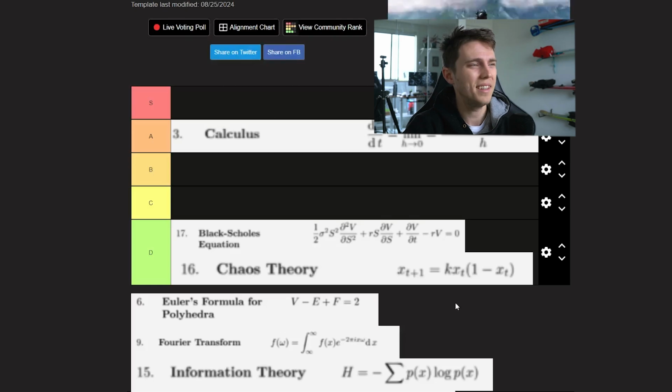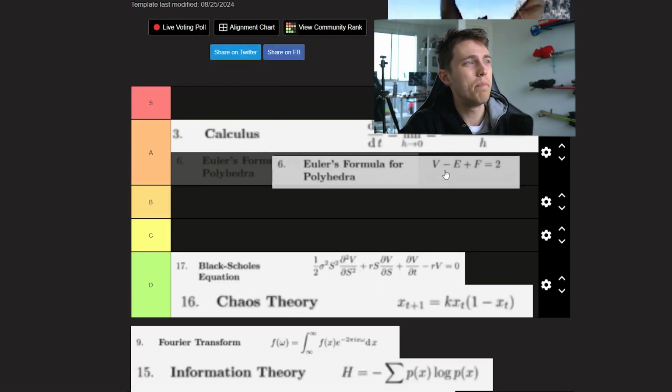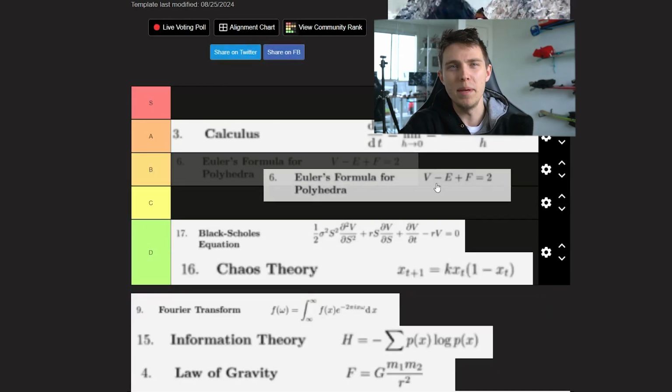Euler's formula for polyhedra, I think, is a really simple one. What it describes is the relationship between vertices, edges, and faces of a polyhedra. Vertices are where edges meet, edges are the edge, and a face is the face. It's used in geometry and a lot of topography, which is really cool, but it's really basic, and in my opinion, it's alright. It's cool. I'm gonna put it in, let's put it in B for now.